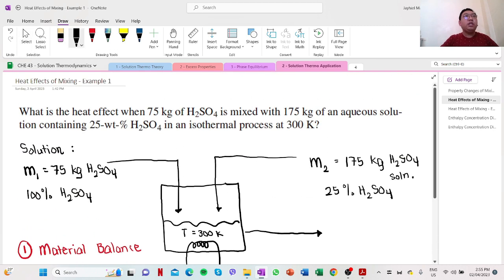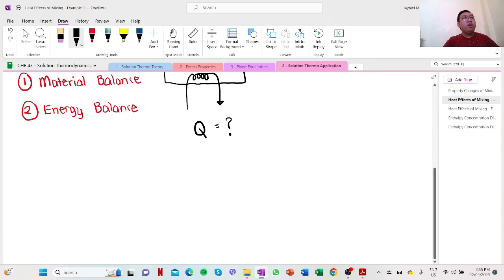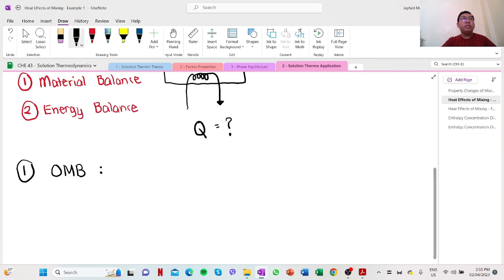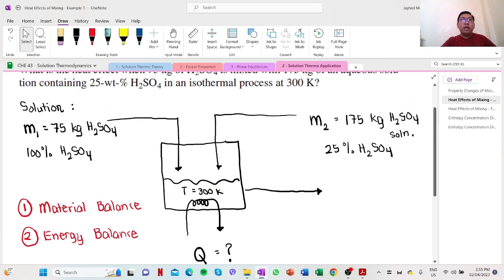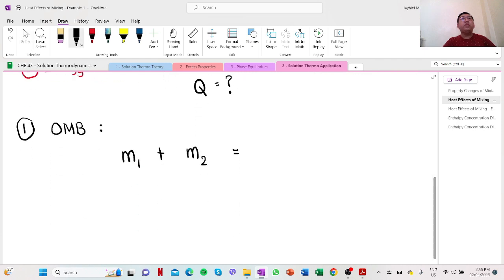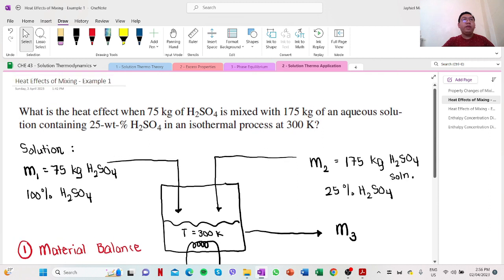So I think we can start with an overall balance, OMB, or overall material balance. It's not in terms of rates, but we can consider this as M1 plus M2 to produce the outlet stream of M3.